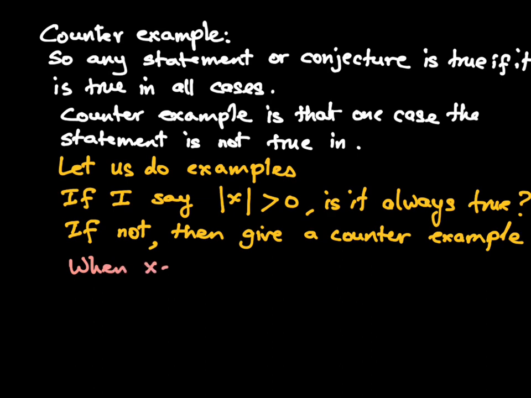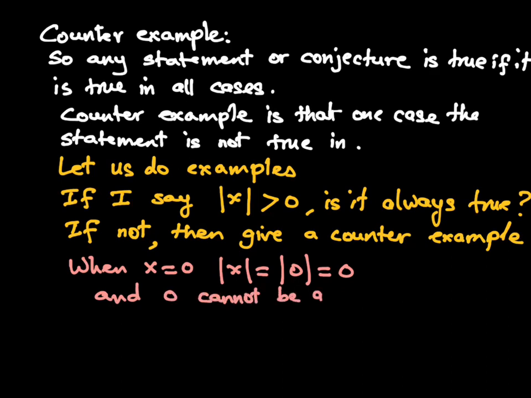So in this case, when x is 0, the absolute value of x will be 0, right? And because it's 0, that means x equal to 0 is a counterexample. So that's why this statement is not going to be true. Why? Because we could find one counterexample. All right? That's how it goes.